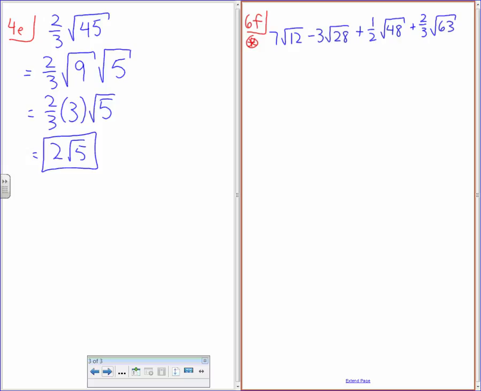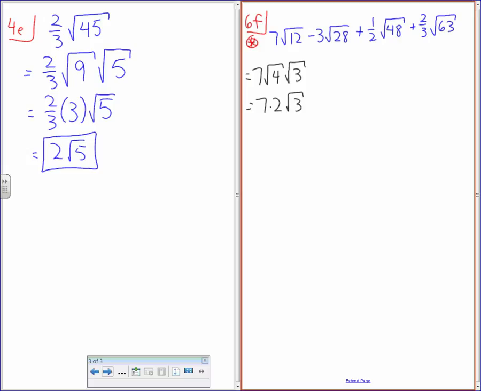So I'm going to change this into 7 root 4 root 3. Okay, is everyone okay where that came from? 4 times 3 is 12. What can I do now to continue just with the black? Square root 4 and multiply. Good. So I'm going to call that 7 times 2 root 3.